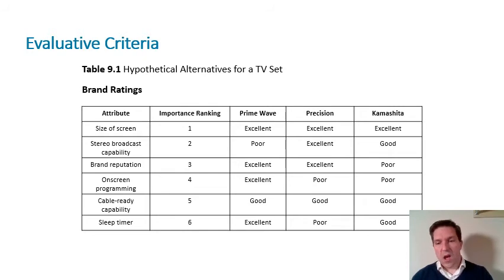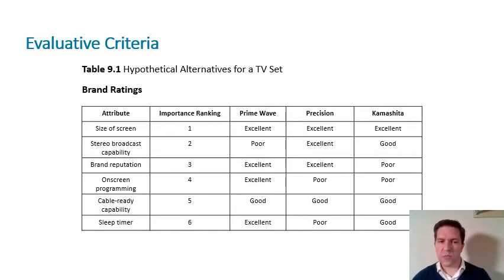Now, once we have the basic category of products, the question is how do we pick one of them, right? Once you've made it into the consideration set. We already talked a little bit about this when we were discussing the multi-attribute model for attitude creation and attitude change, the Fishbein model.